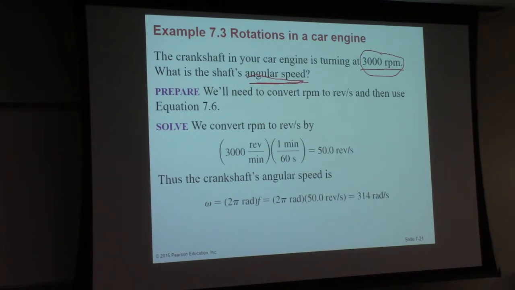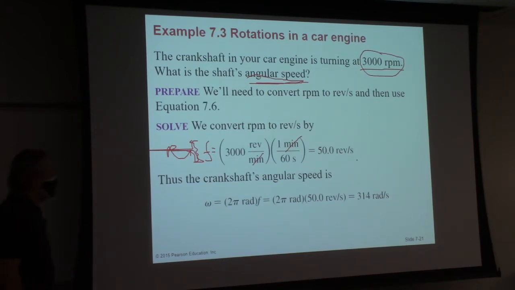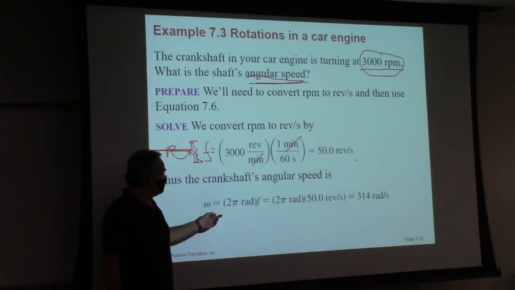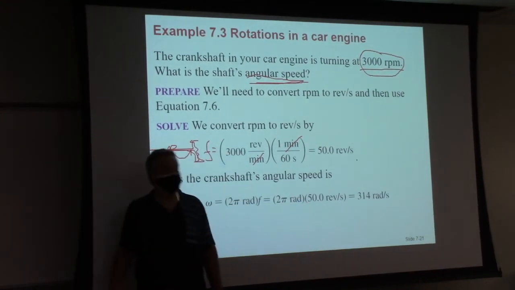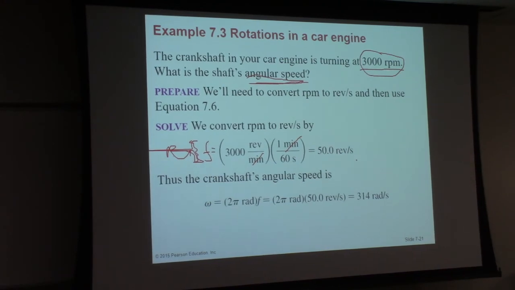So first we'll put it into frequency. The frequency is really given here as 3,000, but it's just not in SI units. So we'll have to turn it into revolutions per second. The minutes here actually cancel out, and it's 50 revolutions per second, that's the frequency. Now if we want to get the angular speed from the previous slide that you saw, it's 2 pi times the frequency. So 2 pi times 50 gives you 314.